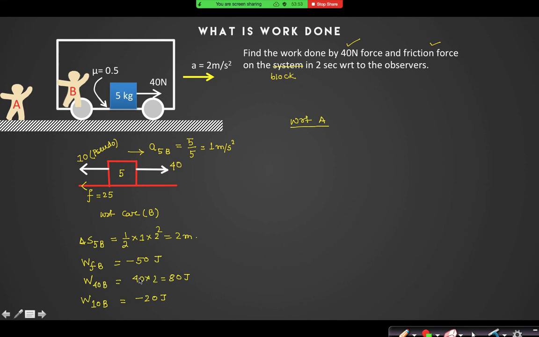Is there any other shortcut? Yes, we will do it later. Sir, we find the resultant force and then just multiply it with the displacement. You can do it. If the forces are in the same direction, you can multiply it. Yes, sir.